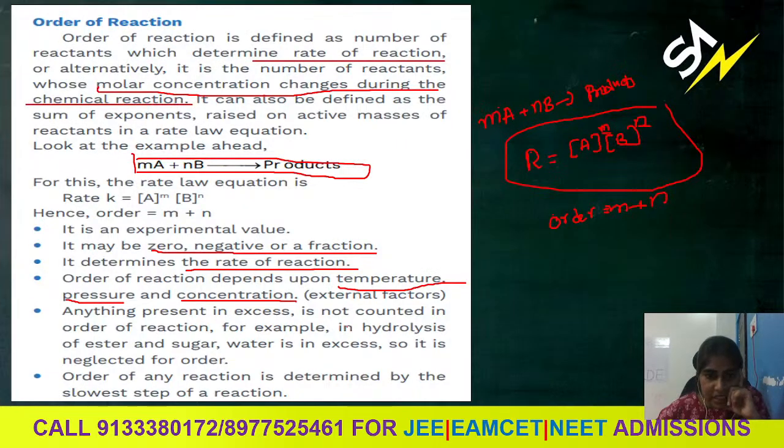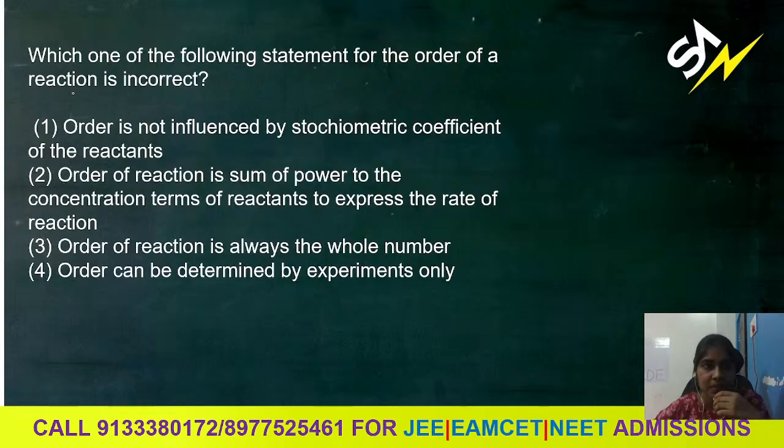Next, anything present in excess is not counted in the order of reaction. Molar concentration changes during the chemical reaction, right? Only this change in the moles depends on the change in the molar concentration terms. And next, the order of any reaction is determined by the slowest step of the reaction. Since the main changes occur in the slowest step, the order is determined only in the slowest step. Now, see a question.